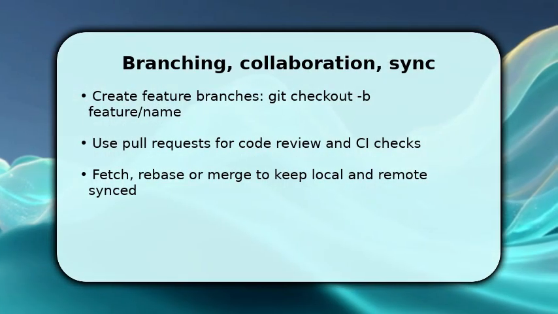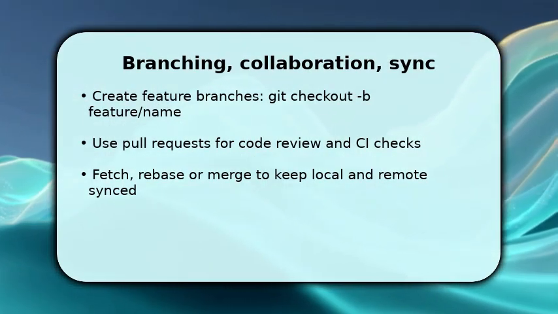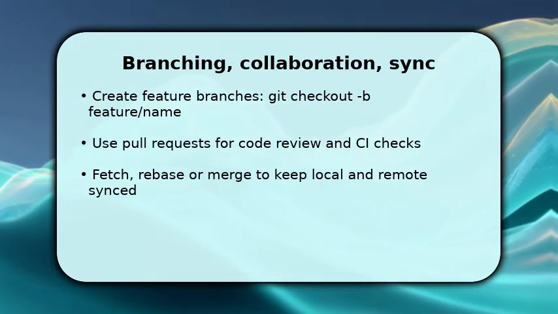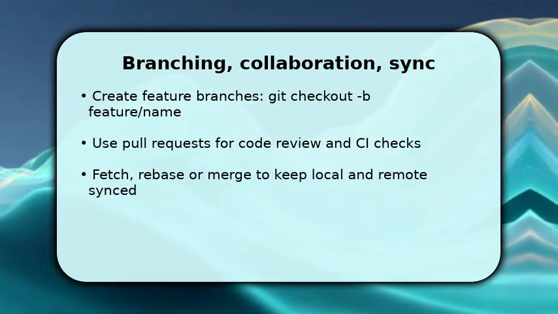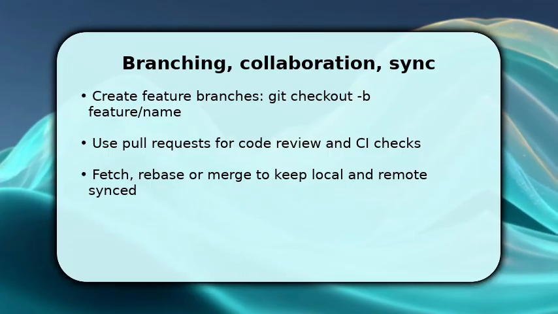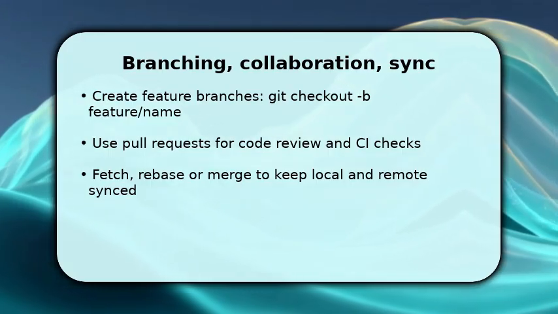You should work on a feature branch for every change so history stays organized. Run git checkout -b feature/name and commit often with clear messages. Push your branch and open a pull request to trigger reviews and continuous integration. Reviewers catch issues before merging.